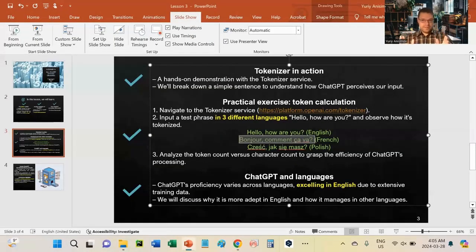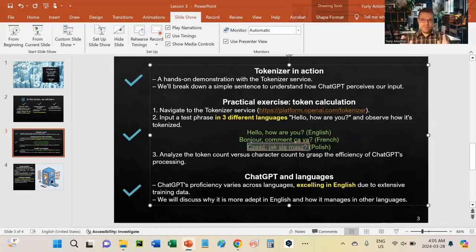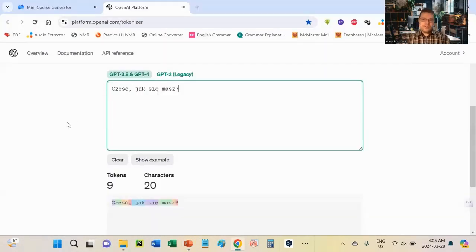I will take a quite different language. The next language is Polish, which is a different group of languages. Let's see how ChatGPT thinks in this language. Cześć, jak się masz means hello, how are you in Polish. And here we see a bit different picture. Now it takes 9 tokens, meaning that in Polish ChatGPT does not necessarily think in whole words, but some words it breaks down into just single symbols. And here in color we can see how it breaks it down.